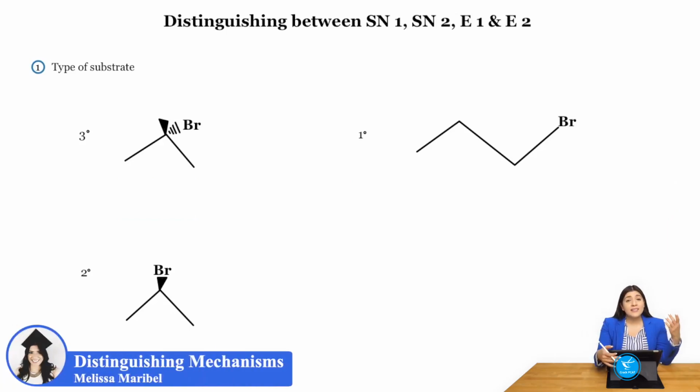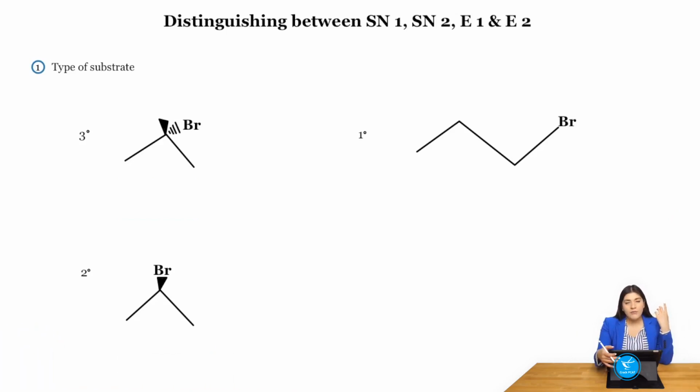Now that you know what SN1, SN2, E1, and E2 are, let's look at the different factors that you can use to just instantly tell which type of reaction or mechanism this is going to be. Because you will have different examples, and we'll go over some different examples, just saying, okay, am I going to do SN2, E1, and so on.